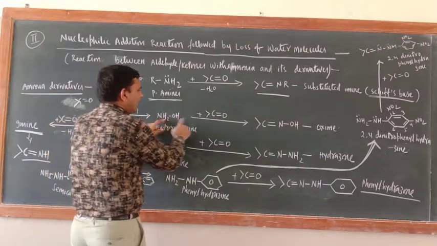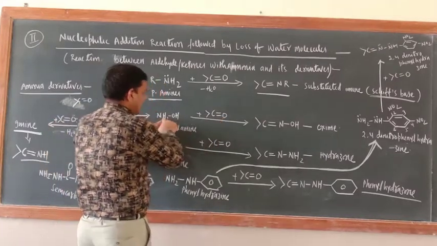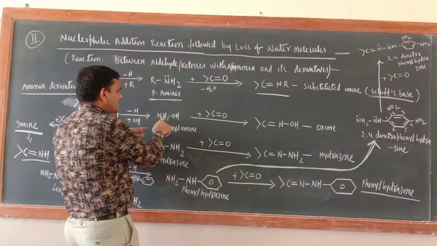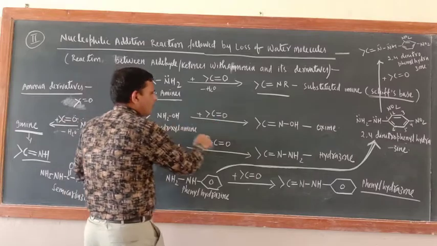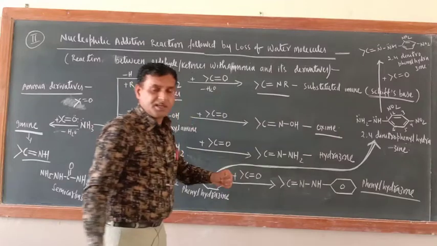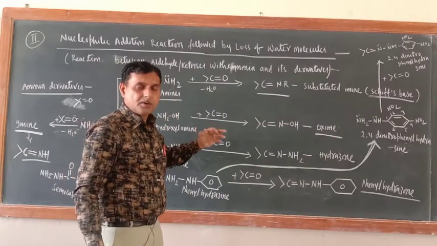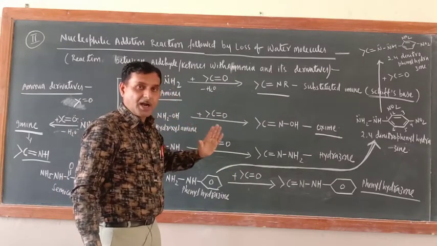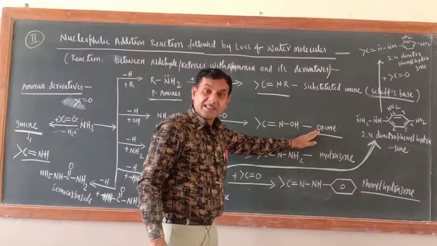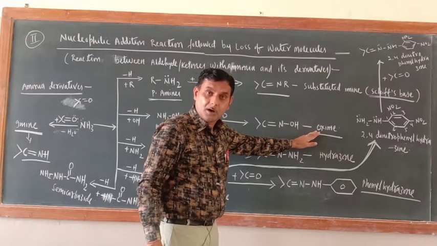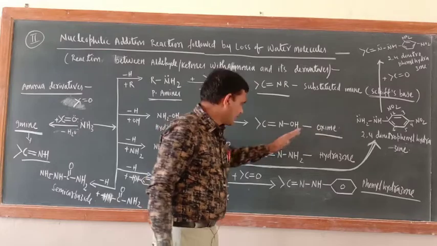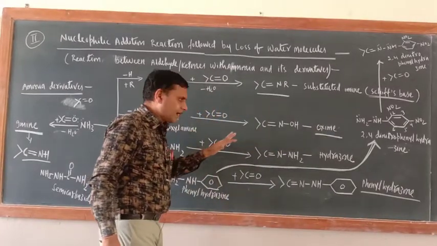This H2 and this O will come out. So what is left here if this H2 has gone? C double bond NOH. And what is the name of this product? Oxime. Means the product of aldehyde or ketone with hydroxylamine is known as oxime. Acetaldehyde, okay, means when acetaldehyde reacts with this hydroxylamine, one by one I will write the reaction.